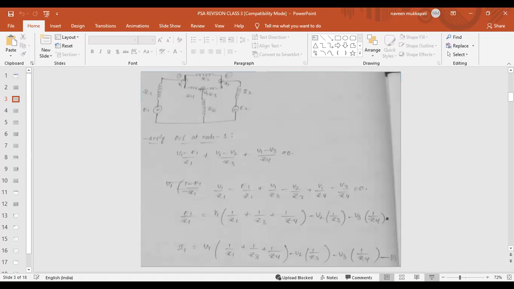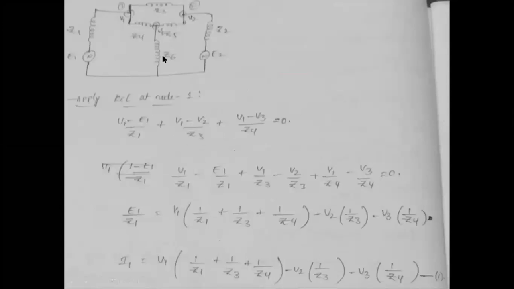First, this is the given circuit diagram. In it we have the elements Z1, Z2, Z3, Z4, Z5, Z6 and two voltage sources, E1 and E2. In the direct inspection method, we first mention the nodes and then apply KCL at node 1.